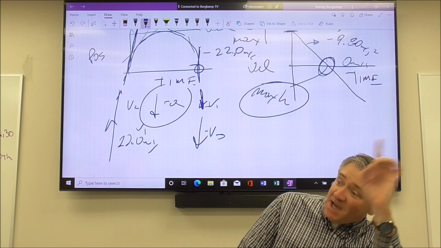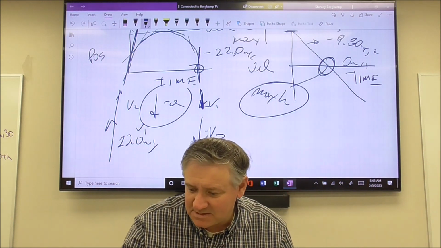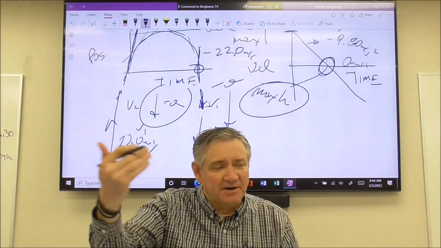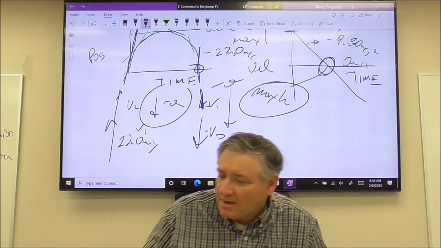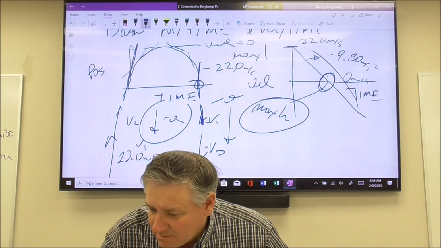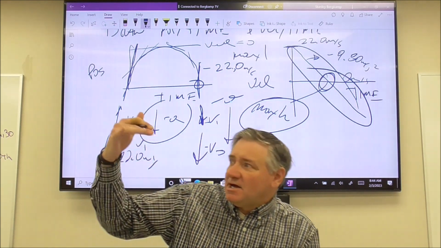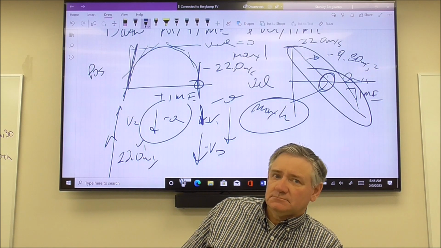But I can speed up with negative acceleration, because now my acceleration vectors are going to point downward, and that's going to make my velocity vectors get bigger, pointing downward. That's also why my velocity time graph has the same slope the entire time of negative 9.8 meters per second squared.